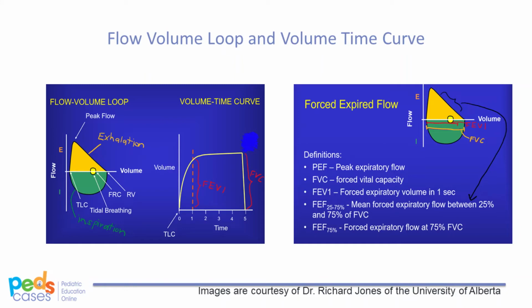This exhalation phase is seen on the positive y-axis. At the end of this phase, the amount of air in the lung corresponds to the residual volume. Then the subject takes a big inspiration back to the total lung capacity. Now, as you can probably tell, there is a lot of coordination involved with doing this test properly.